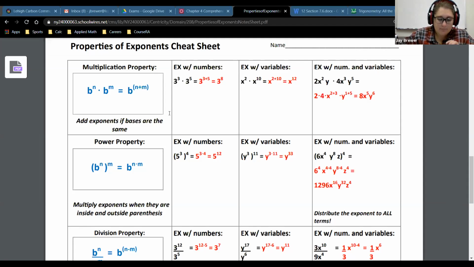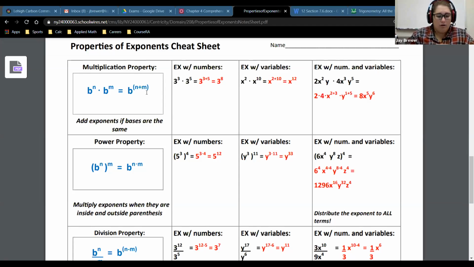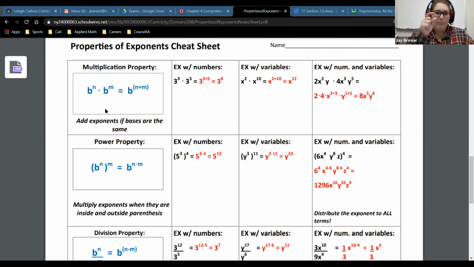This first one, they're calling it the multiplication rule. I believe I stole this from a high school. I don't know. It was online. I literally just found it. But you can call it the multiplication property. You can also call it the product rule. Essentially, you need to have the same base. That's what your B here is standing for. So your base has to be the same. If your base is the same, then you can add your exponents.